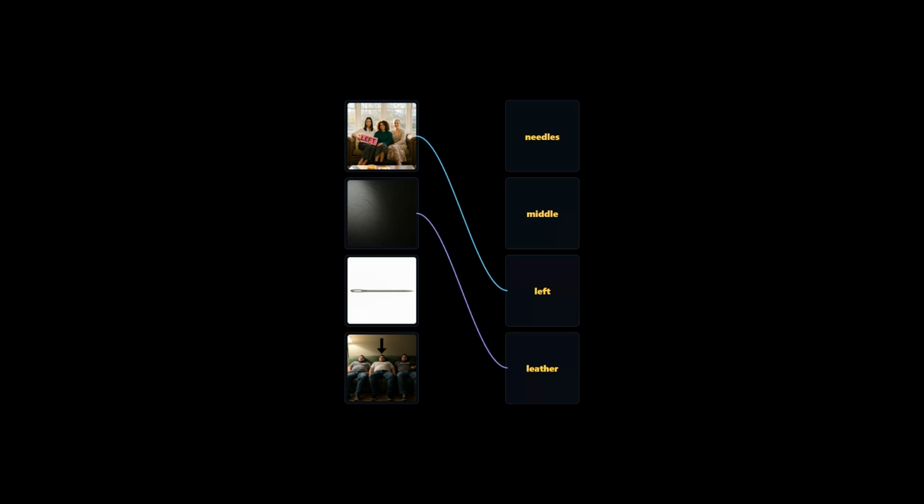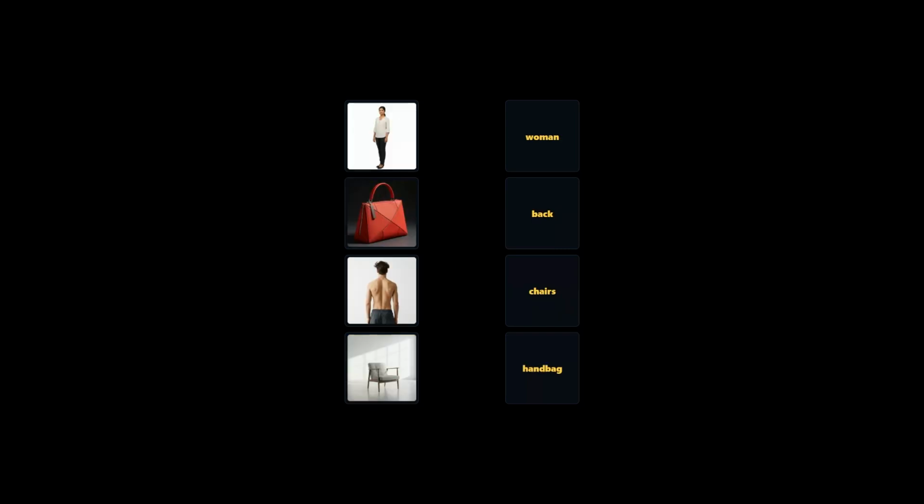Left. What is that next picture? That is leather. Leather. What is that next picture? That is a needle, or if you had many, it would be needles. What is that next picture? That is a man sitting in the middle. The middle. What is that next picture? That is a woman. Woman. What is that next picture? That is a handbag. Handbag. What is that next picture? That is a man's back. Back. What is that next picture? That is a chair. If you had many, it would be chairs.